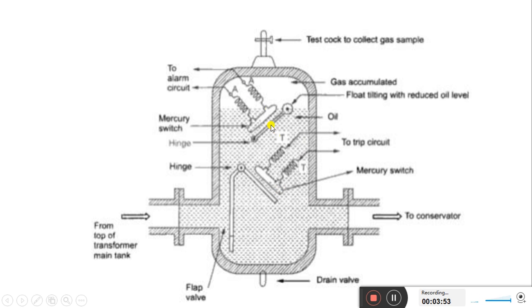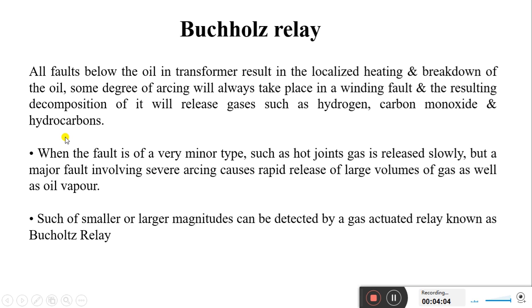So this is the overall sketch for the Buchholz relay which is placed inside the transformer. Now let us discuss the rest of the things about this Buchholz relay. That is, all faults below the oil in a transformer result in localized heating and breakdown of the oil. Some degree of arcing will always take place in a winding fault, and the resulting decomposition of oil will release gases such as hydrogen, carbon monoxide and hydrocarbons.